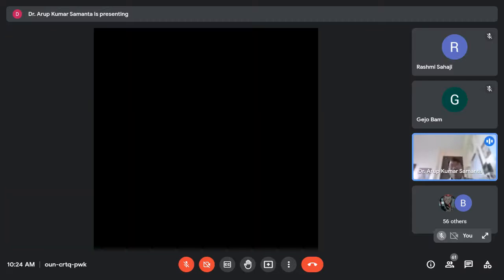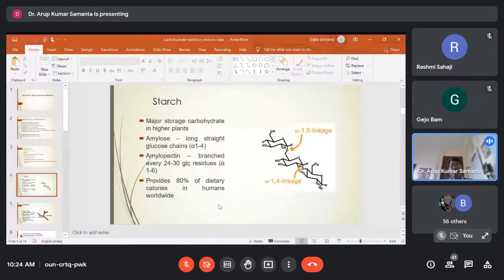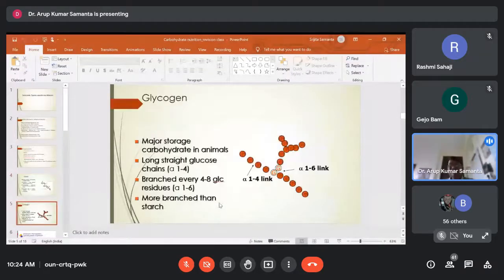So this is the difference between starch, that is amylose and amylopectin, and glycogen. As I have told, glycogen is the stored carbohydrate in animals. You should remember that glycogen is similar to amylopectin. What is there in amylopectin? There are alpha 1-4 straight chains, and there is a branch chain of alpha 1-6. Glycogen is similar to amylopectin. You have to remember that.